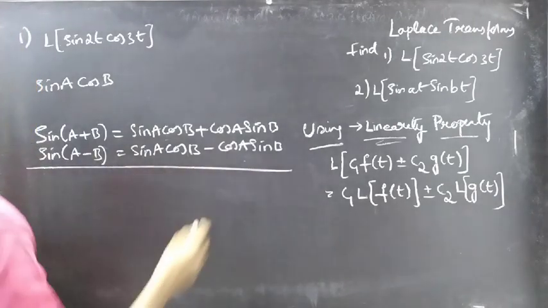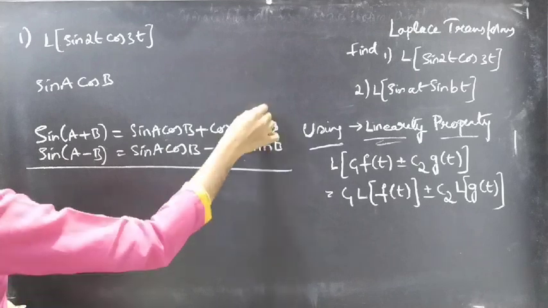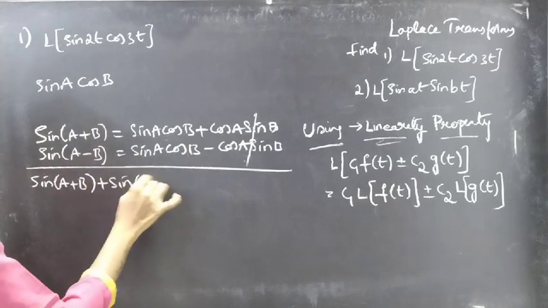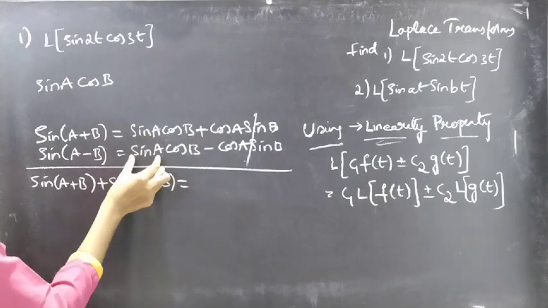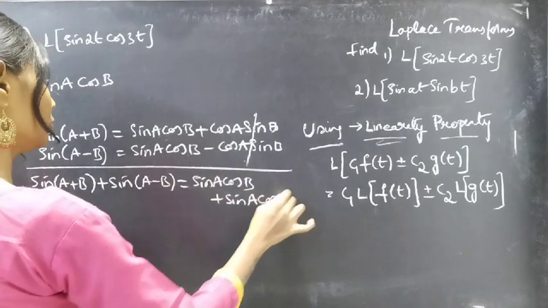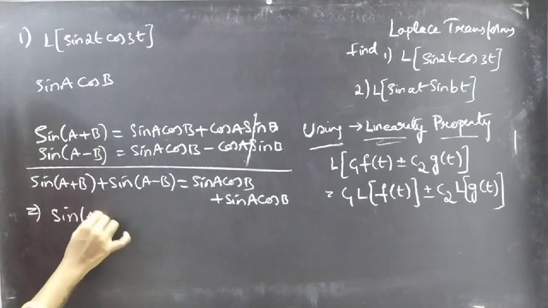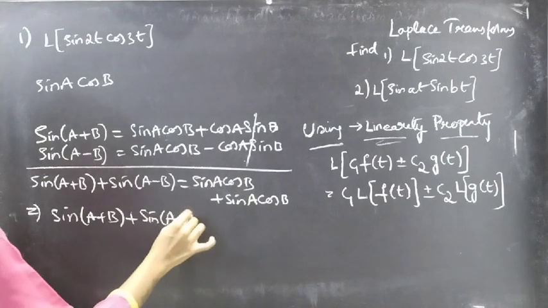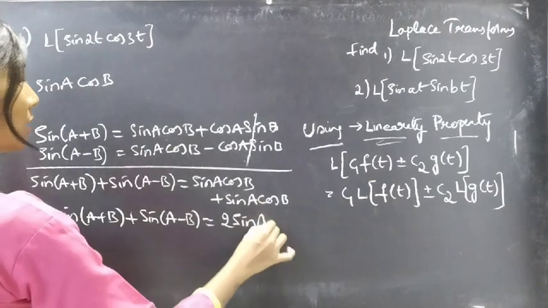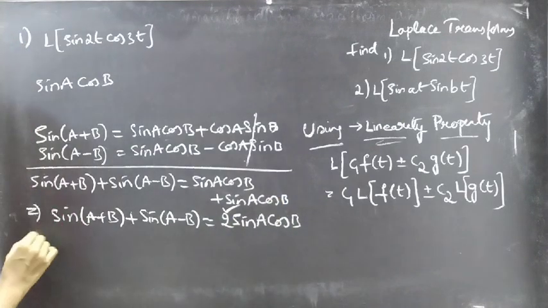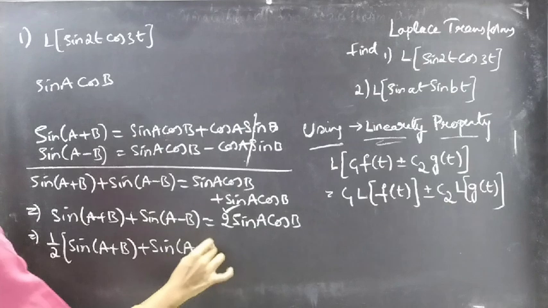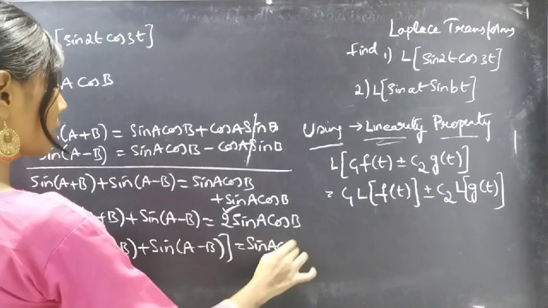Now I'll add these two. Then cos A sin B minus cos A sin B gets cancelled and you'll get sin(A+B) plus sin(A-B) equal to sin A cos B plus sin A cos B, which gives 2 sin A cos B. Now bring this 2 to the LHS, we'll get 1 by 2 into sin(A+B) plus sin(A-B) equal to sin A cos B.